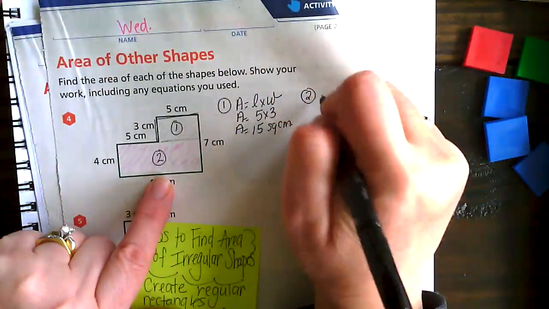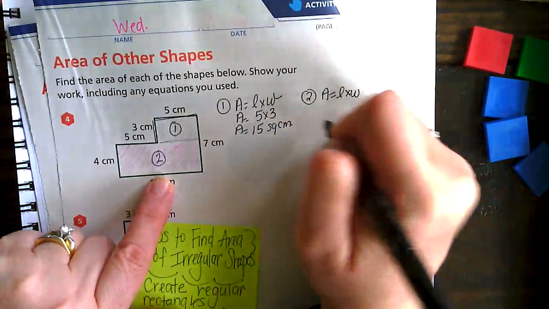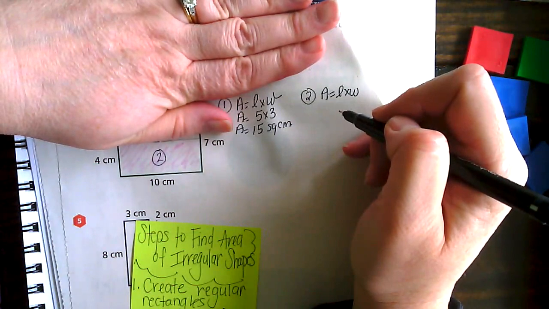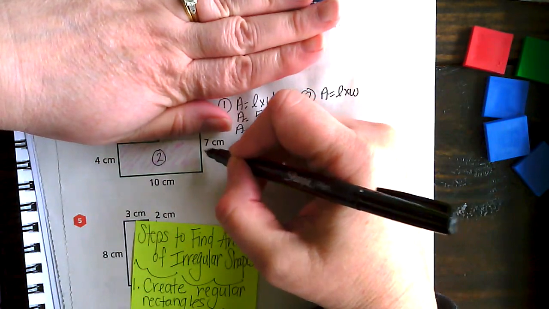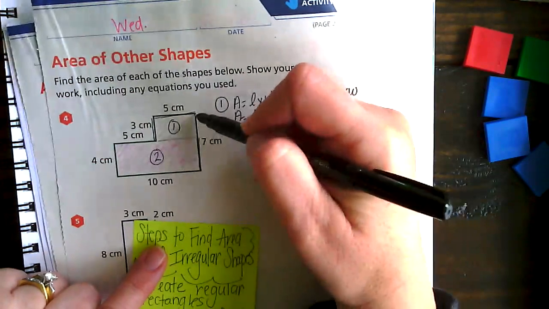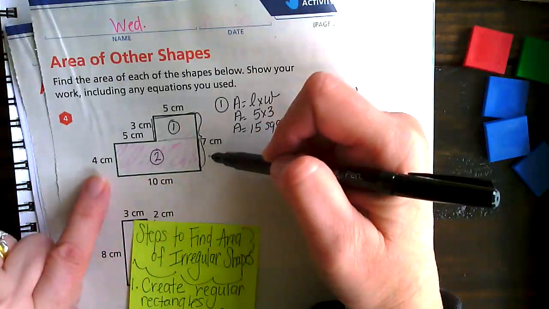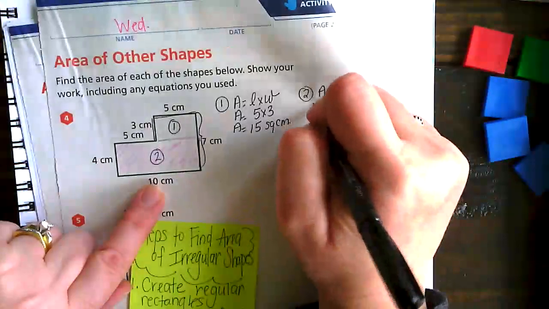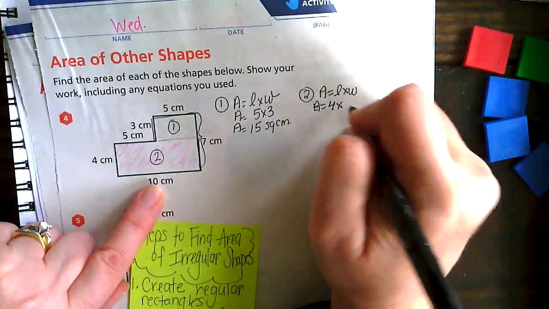Okay, area equals length times width. I'm going to cover up 1 and just look at 2. So let's look at this 7. Let's talk about this 7. Is that the length of this side right here? No, it's not. That's the length of the whole side. So let's look across. This side is 4, the bottom side is 10. So area equals 4 times 10.